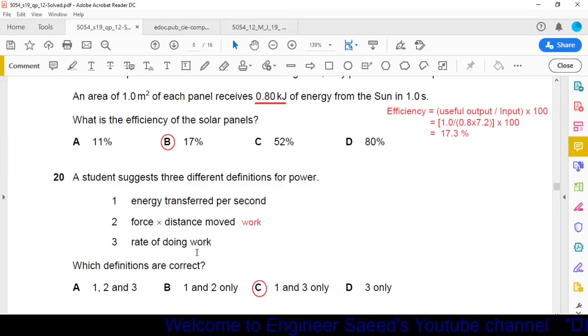Option 3, rate of doing work. Yeah, it is correct. Rate of doing work is called power. So our option 1 and option 3 are correct. Option 1 and option 3 is given in C. So correct answer is C.